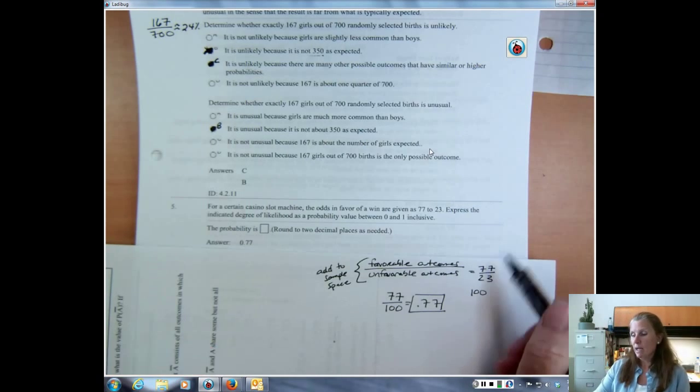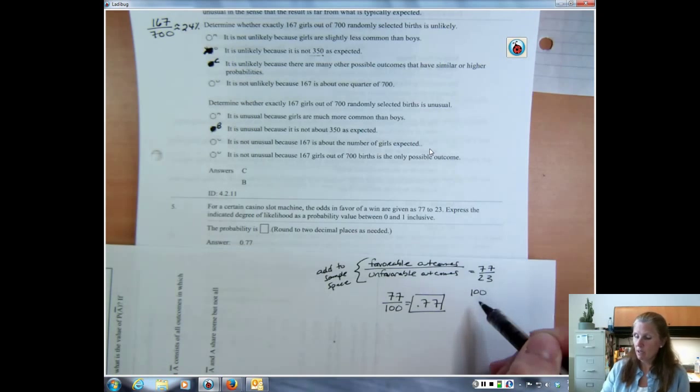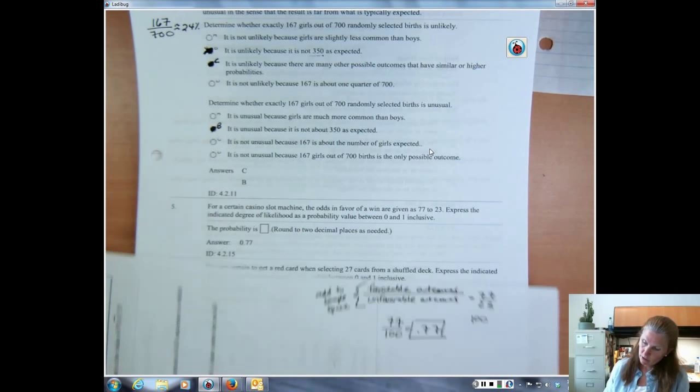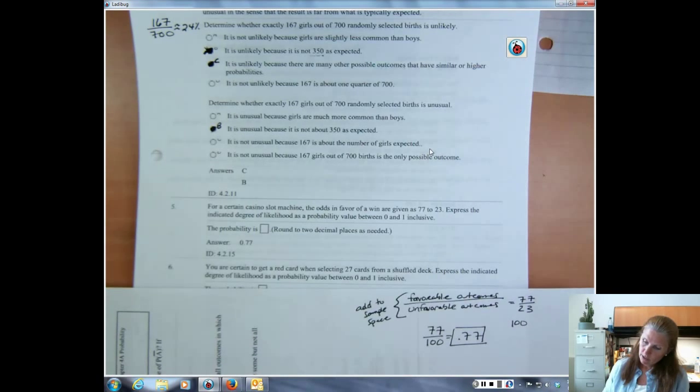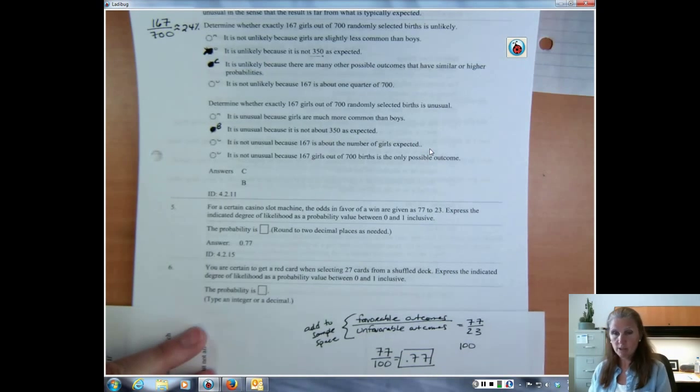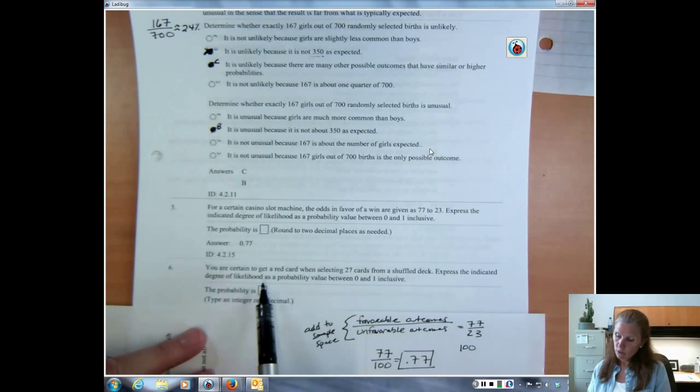But you always want to add those up to see what you're dividing by, and then on top is your favorable outcomes. If they said odds against, then it would be different. And so odds against would be the unfavorable outcomes on the top and the favorable on the bottom, so it's a little different. Okay, you are certain to get a red card when selecting 27 cards from the shuffled deck.